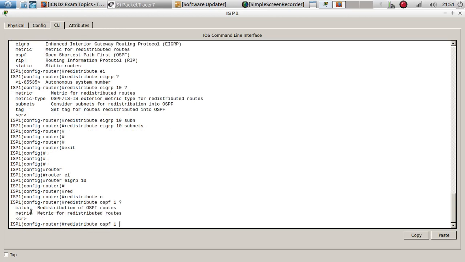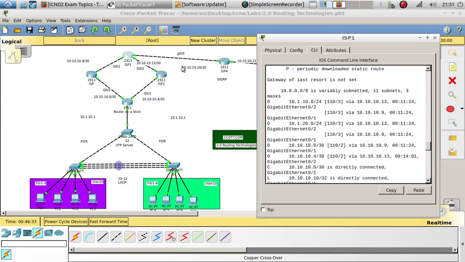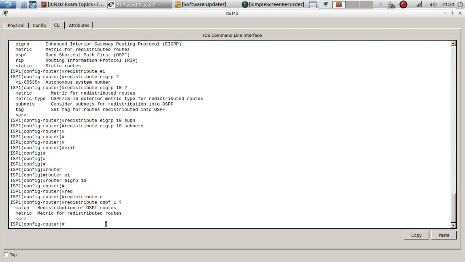And as you can see right here, it's going to ask us a couple of questions like the metric, load, delay, and a couple of questions that I don't really know from the top of my head. So what we need to do is get those numbers from this gigabit 0/1 interface right here, like the bandwidth, delay, and load, and all that. So let's do a do show ip interface gigabit 0/0.